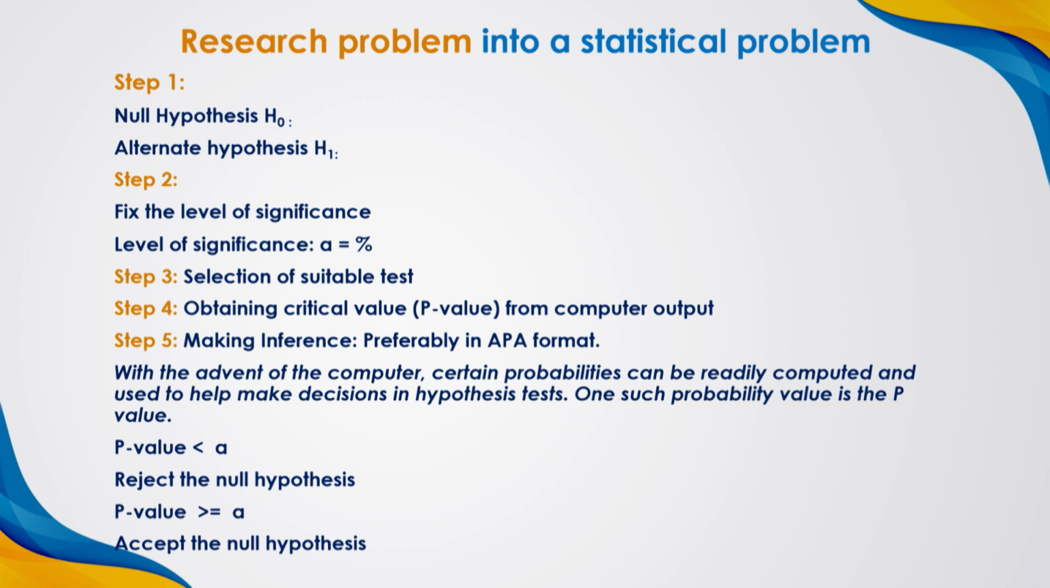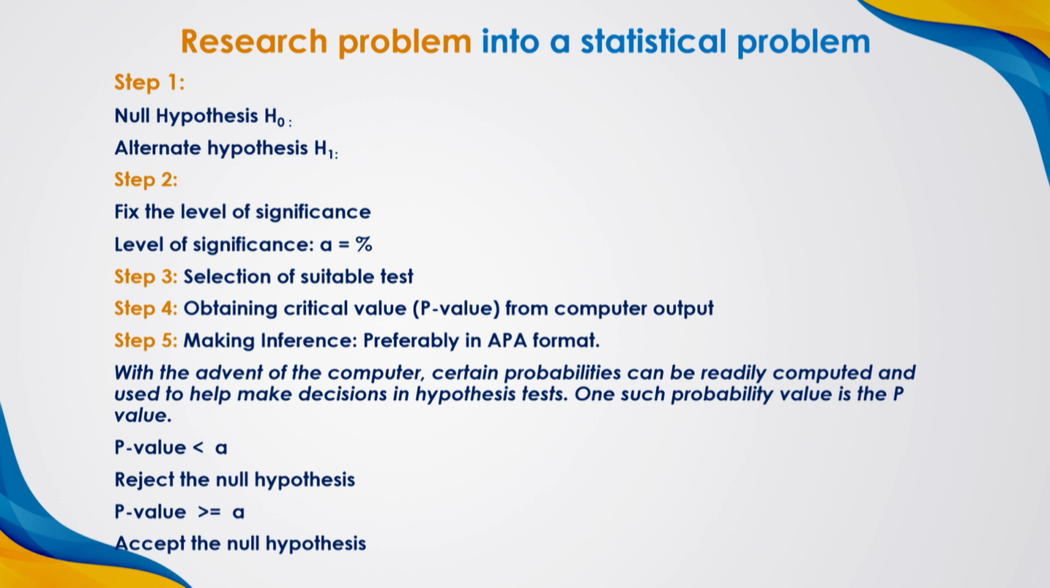In step 2, we have to fix the level of significance. The level of significance is nothing but the size of the type 1 error. Here also the researcher has to fix it, either 5% or 1%. In step 3, we need to select a suitable test. Several tests are available in the testing procedure. Therefore, based on your problem, you must select an appropriate test and the corresponding statistic.